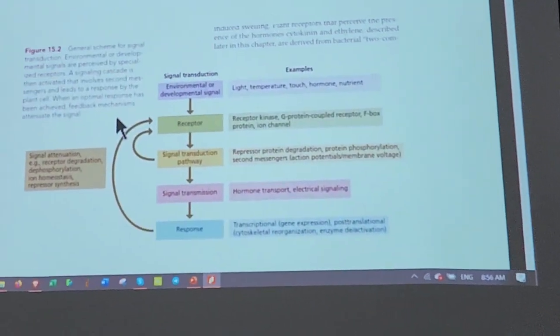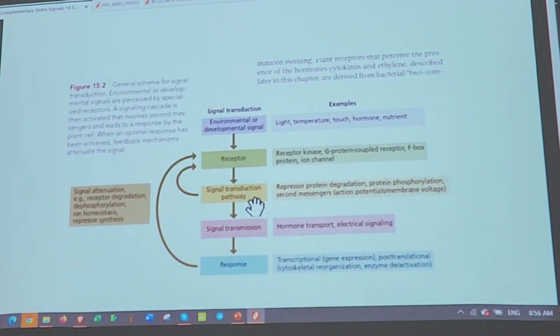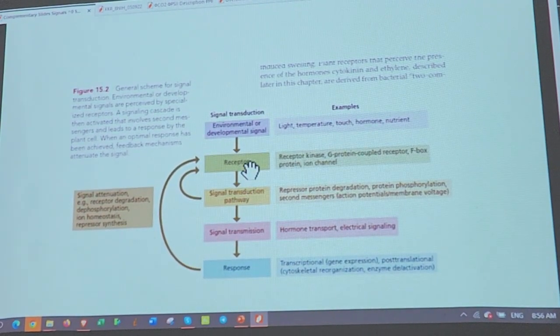Okay, so receptor is like satellite. So okay, it doesn't have to be static, right? So signals, transduction, pathway. So the moment receptor has been triggered, what happens? It will create this signal transduction pathway. So it will make other things happen.